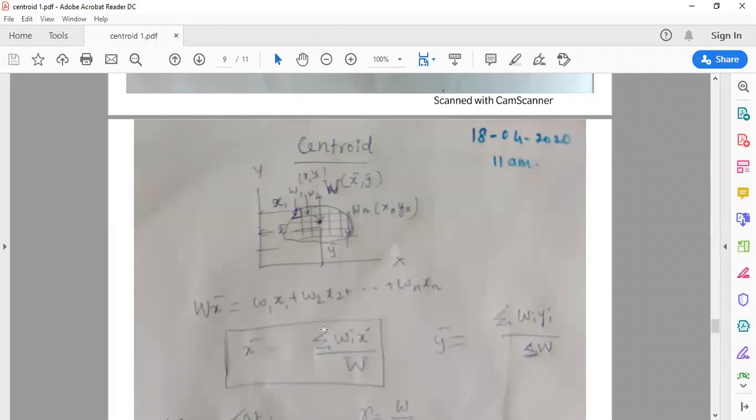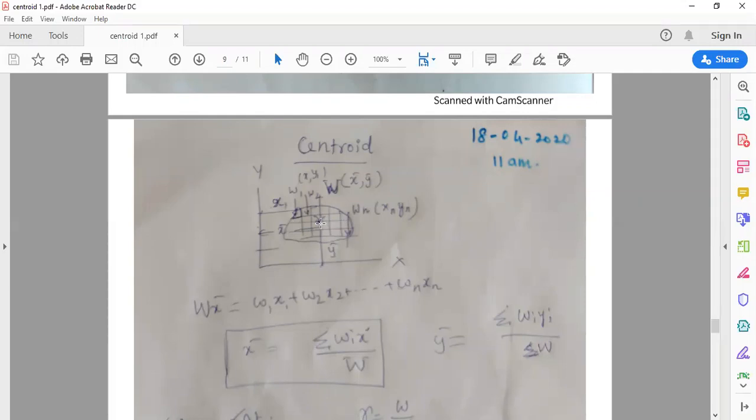Or I can write summation of Wixi. There are n elements: summation of W1x1 to Wnxn divided by W. So I can write it as this. Similarly, y bar we can write as summation of Wiyi divided by W. So this is the point where the object is having weight. That means this is not the centroid. This is the center of gravity of the point.